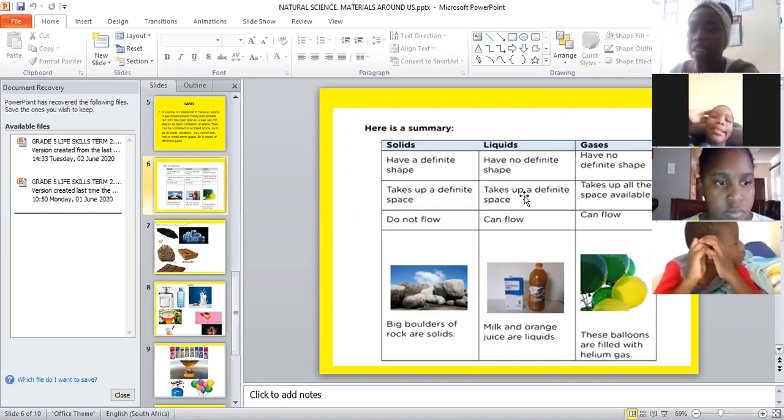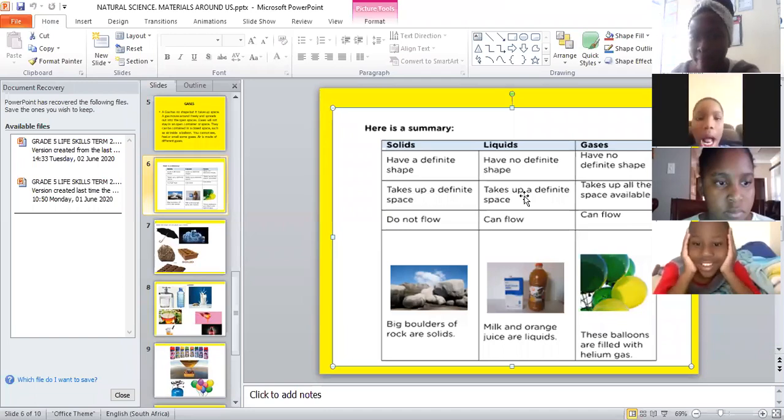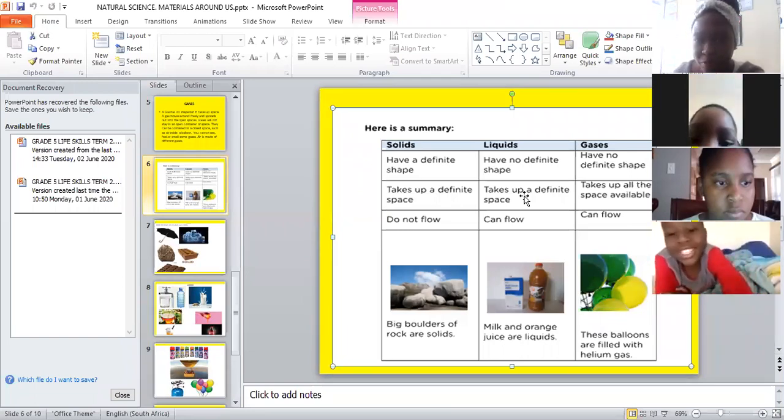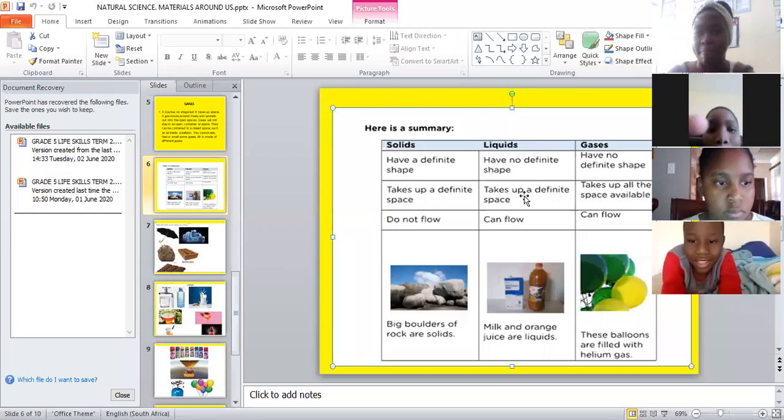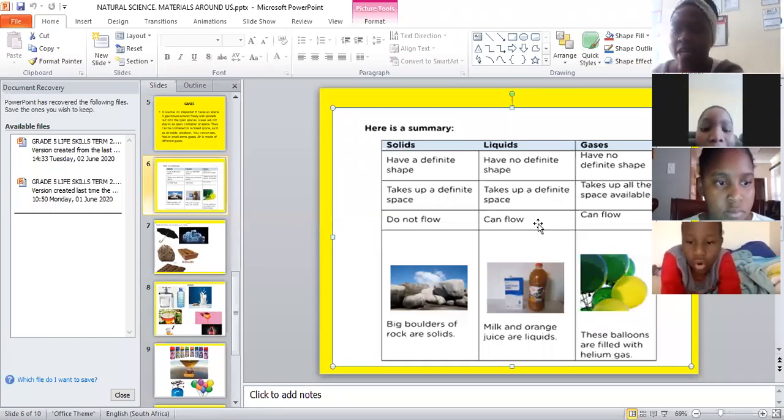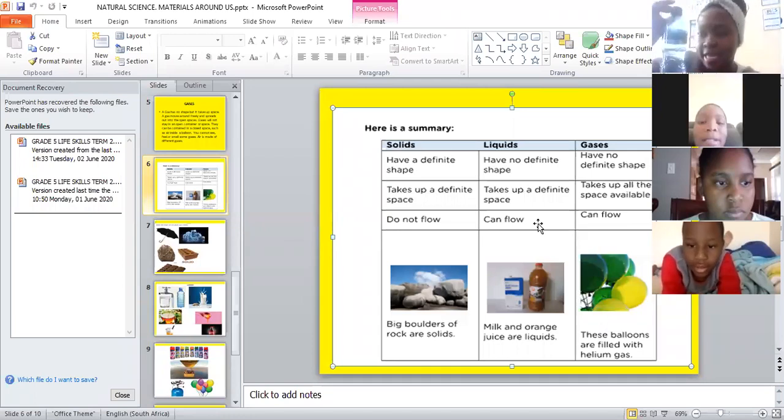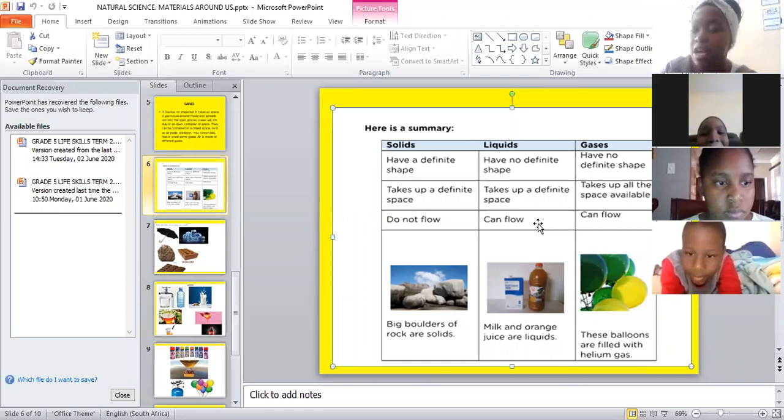Bushali, you're going to read liquids for me? Liquid says have no definite shape, takes up a definite space, can flow. Yes. We said if we pour water inside this water bottle, the liquid will take the shape of the bottle. If you pour water or milk inside a cup, the liquid will take the shape of the cup. Ne?